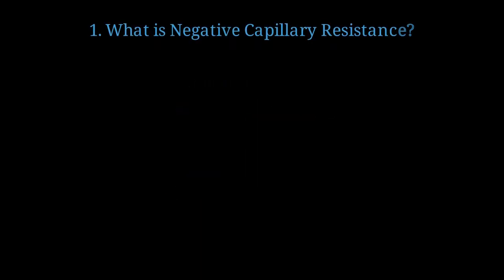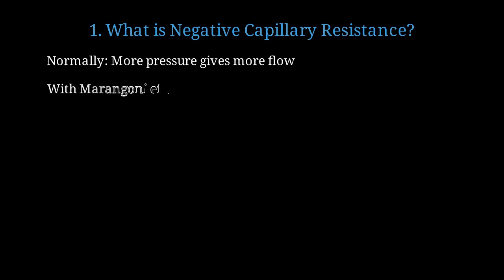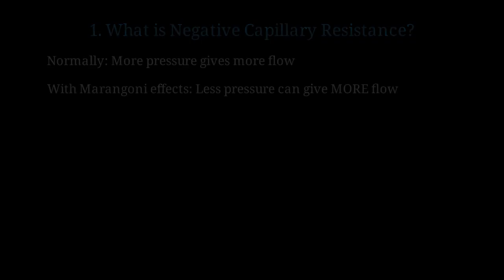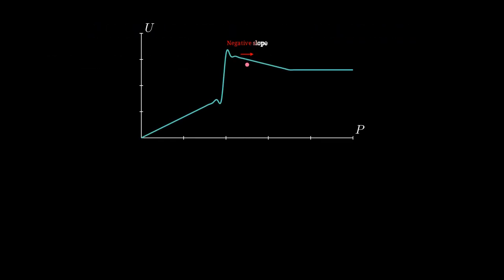Let's understand what negative capillary resistance means and why it matters. In typical microfluidics, we expect that more pressure produces more flow. This is the standard behavior. But with Marangoni effects from surface tension gradients, the device can behave like a tunnel diode, where less pressure actually produces more flow. Here's a flow versus pressure curve showing negative differential resistance.